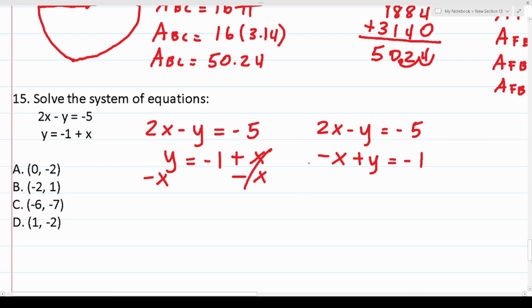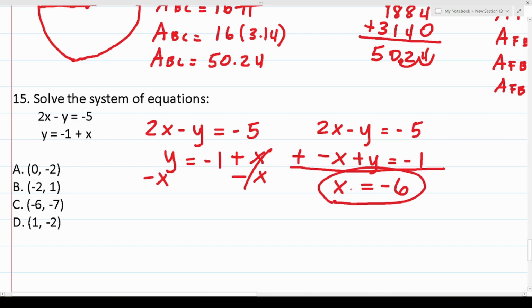In this case, we don't have to multiply either of these equations by anything because we have negative y here and positive y here. I know that if I add these two equations together, this y variable is going to drop away. It's going to drop out. Negative y plus y is nothing. So 2x minus x is just x. As I mentioned, negative y plus y is nothing. And then negative 5 plus negative 1 is negative 6. So as we can see, x is negative 6.